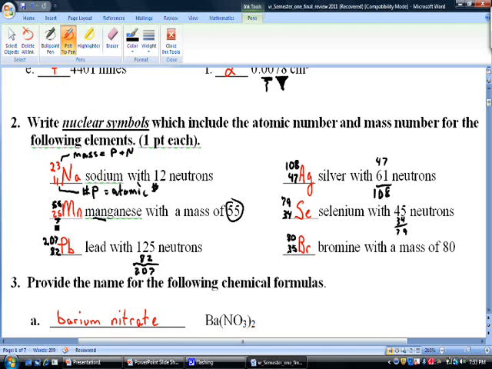So I'd encourage you to take just a moment and check those answers and see if they look right to you. I've made some little notes here that indicate how I calculated some of those, like here with selenium. I calculated the mass number by adding the protons and neutrons together. So look those over, see if I made any mistakes, then we'll move on to naming compounds.